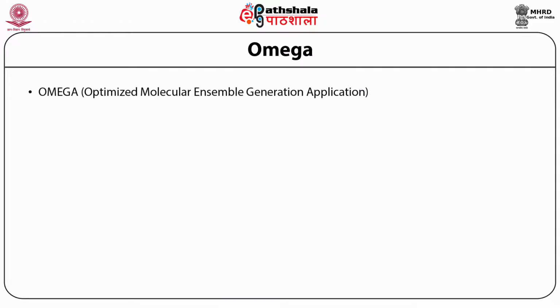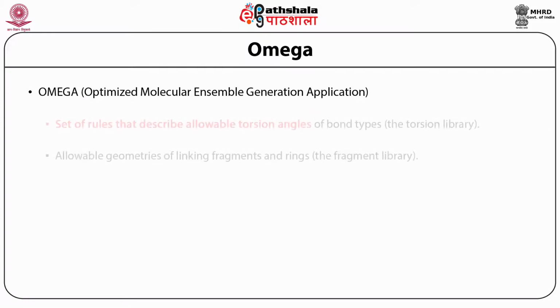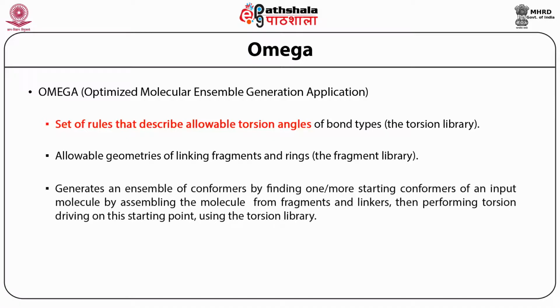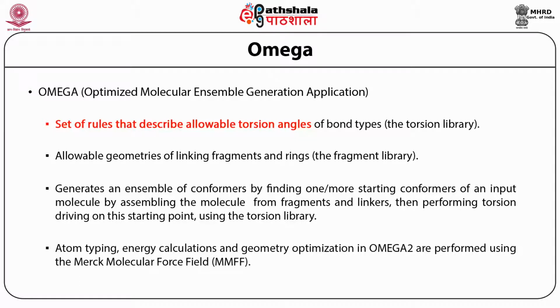Omega is an optimized molecular ensemble generation application, and it has a set of rules which allow the torsion angles of a bond, depending on the bond type, to be picked up from a torsion library and fixed. So it generates many conformers in quite a fast way. It calculates the energy, and gives geometry optimization by using mostly a molecular force field. This has been designed only to depict small molecules.